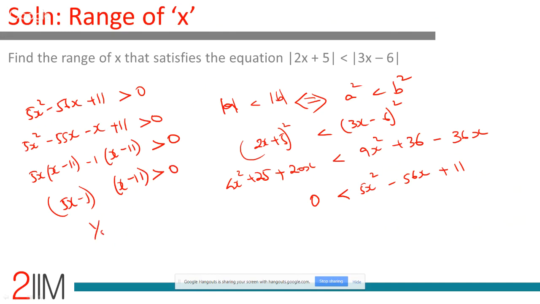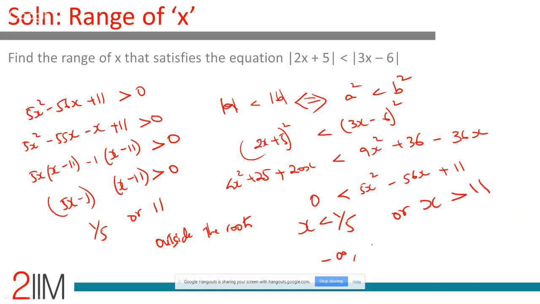The roots are 1 by 5 and 11. We're looking for a quadratic expression that is greater than 0. It should lie outside the roots. What do I mean by outside the roots? Not between 1 by 5 and 11. Either x should be less than 1 by 5, or x should be greater than 11. Minus infinity to 1 by 5, union 11 to infinity.